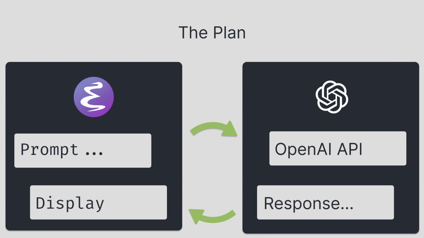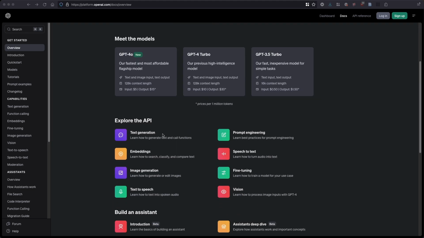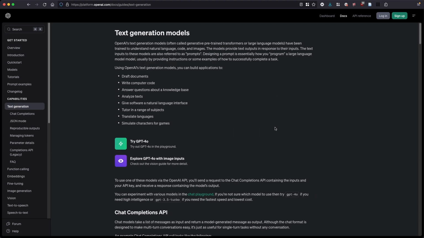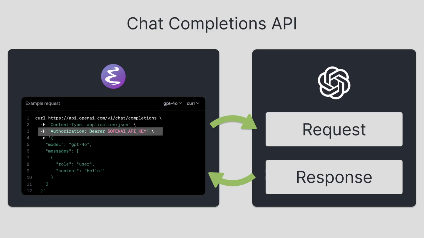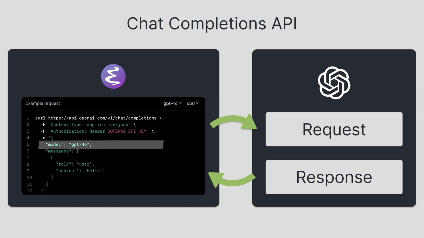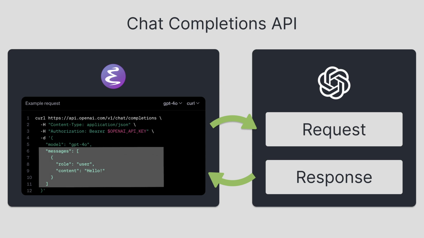So let's get started. If we look at the documentation and scroll down to the chat completions API, we see that the API is actually quite simple. It consists basically of three things. So one, we need an OpenAI API key. Then we need to specify which model we want to use. And then we need to provide all the messages that have been written so far.